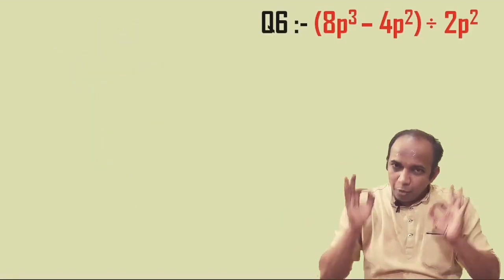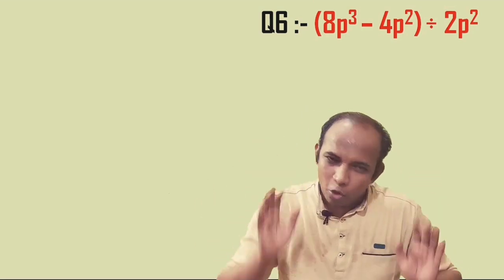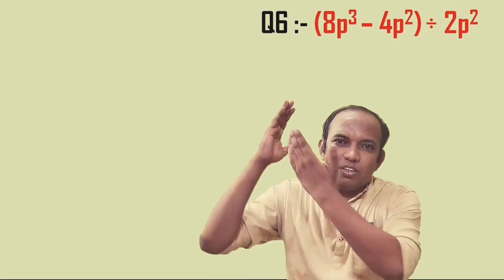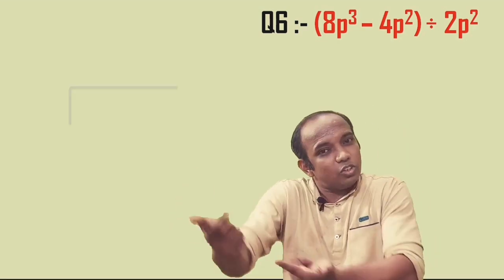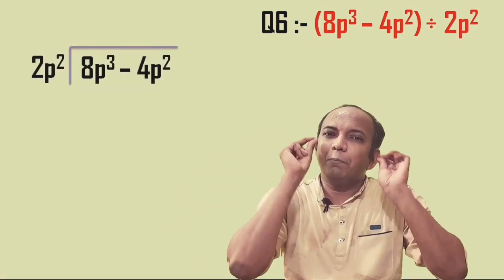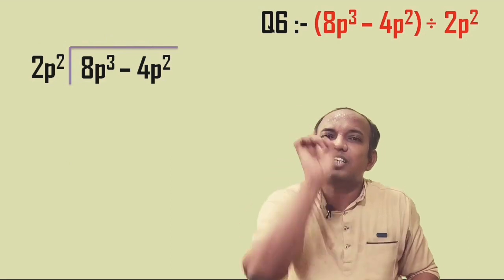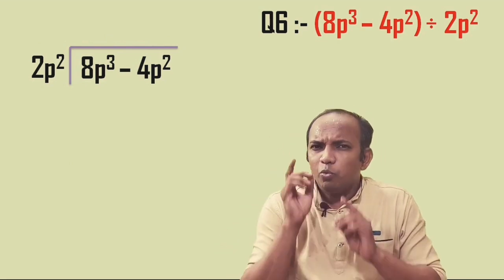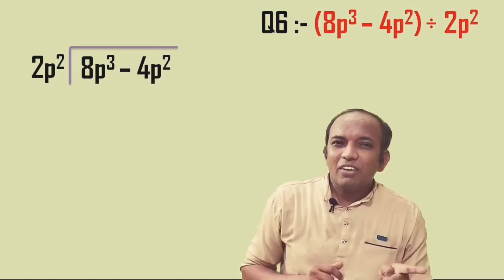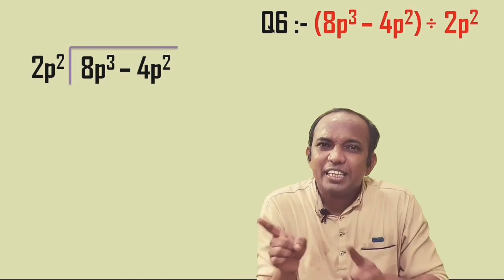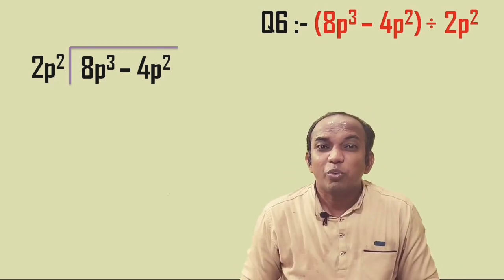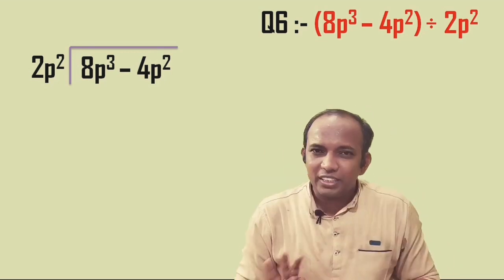The question is 8p cube minus 4p square is divided by 2p square. Okay, as you know, 2p square is a divisor, so it will be written outside the division structure. 8p cube minus 4p square is a dividend, so it is written inside, and we will begin our division with the first term of the dividend. What is that first term? Yes, 8p cube. In the divisor we have 2, in the dividend we have 8. Do we have 8 in 2's table? Yes. At which place? 4's are, right? So 4 is there in the quotient.